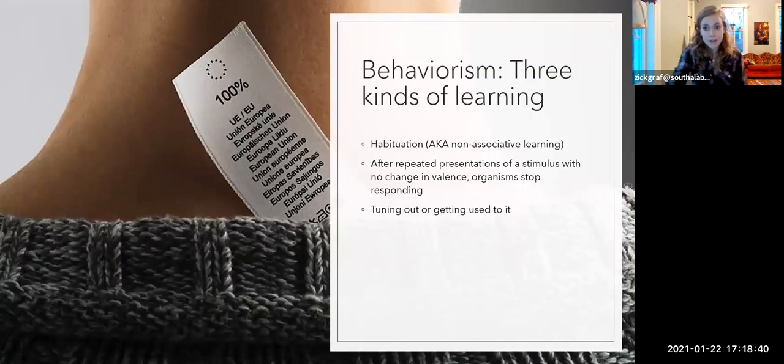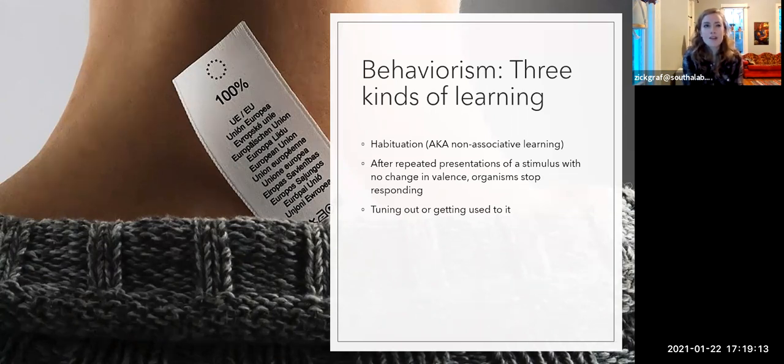Another kind of learning, actually a simpler form of learning that has been observed in much simpler organisms than either other type of learning, is habituation. This is also known as non-associative learning because habituation is learning about a single stimulus. Basically, habituation is when a stimulus is repeatedly presented over and over to an organism with no change in the way that it's presented, so no change in intensity, no change in valence, and never paired with anything else that's more meaningful to the organism, and organisms will stop having a response to it.